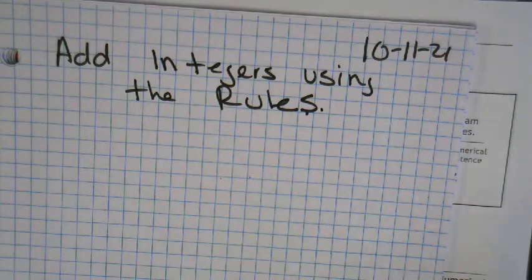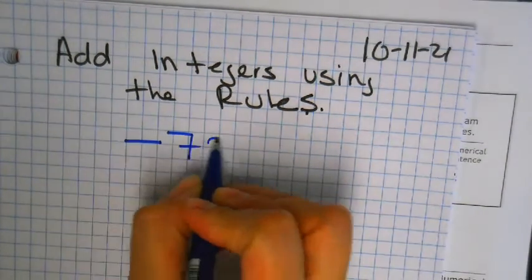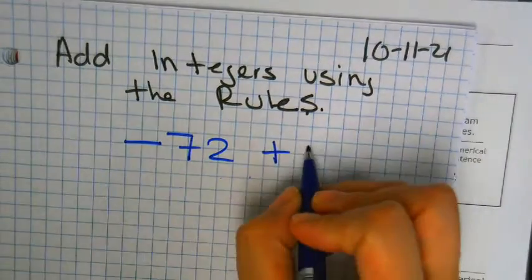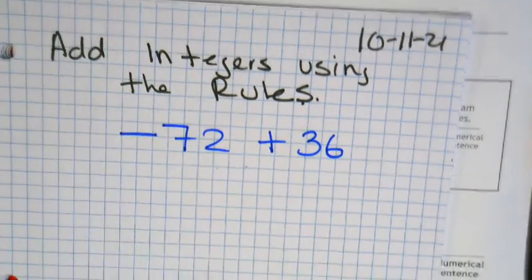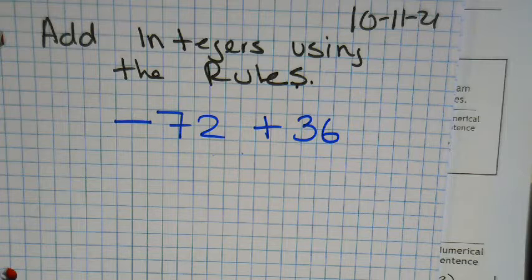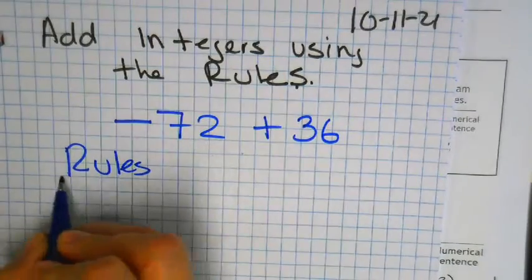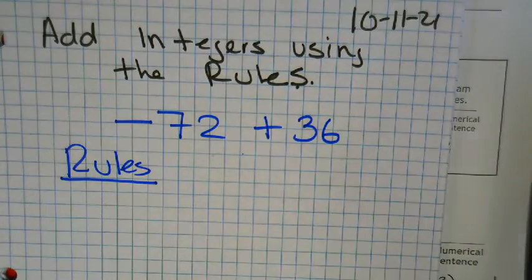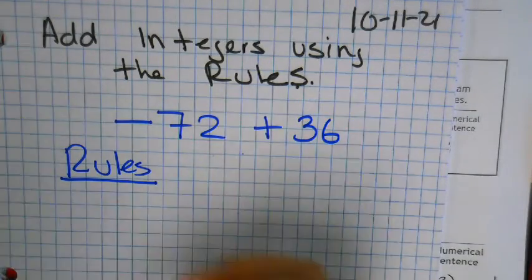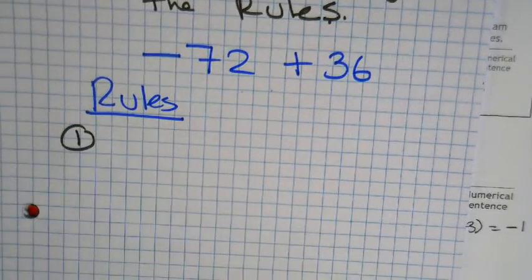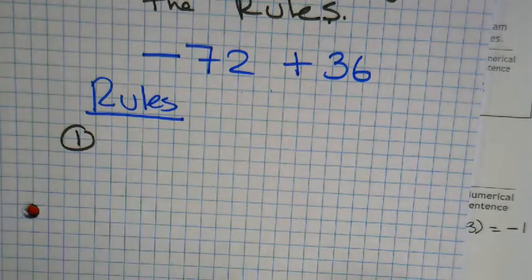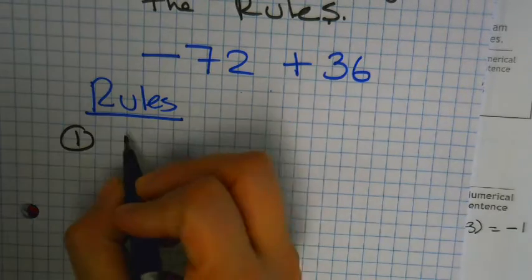So, for example, if I gave you this problem of negative 72 plus 36, you can't use tiles. You can't really use a number line. It's just not convenient. So what you do is we use the rules. Here are the rules you're going to be using forever and ever. Rule number 1. Maybe you learned them in 6th grade. Makes my life easier. Maybe you already learned them in Alex. Makes my life easier.